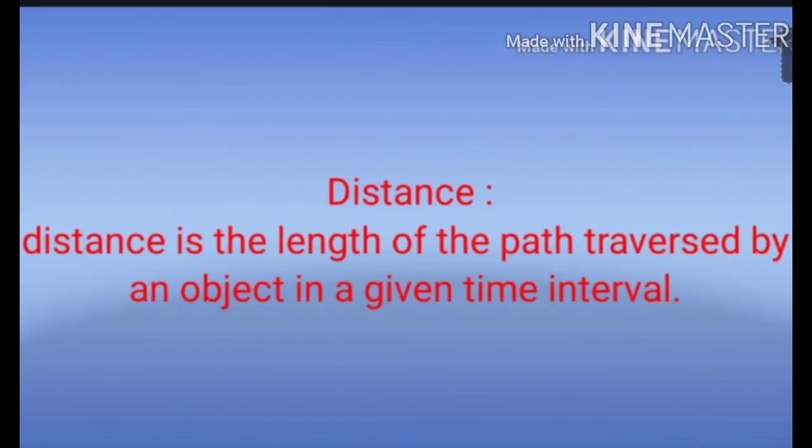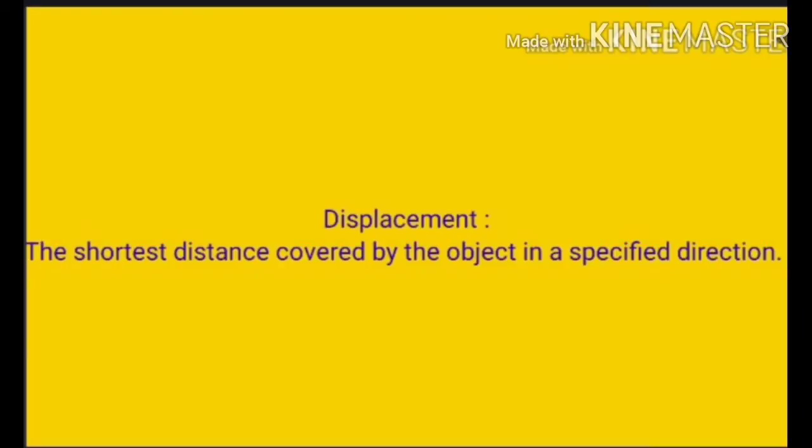First one, distance and displacement. What is distance and what is displacement? First one, distance. Distance is the length of the path traversed by an object in a given time interval. Next, displacement. Displacement is the shortest distance covered by the object in a specified direction.